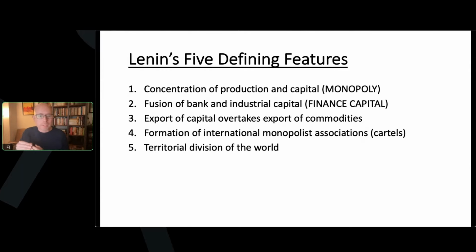So as I said, each one of these features grows out of capitalism's own laws of motion, out of capitalism's own dynamics, which at its core is about the drive for accumulation and profit. And together, these features, according to Lenin's argument, make imperialism the highest stage of capitalism, its ultimate development of what capitalism is going to become.